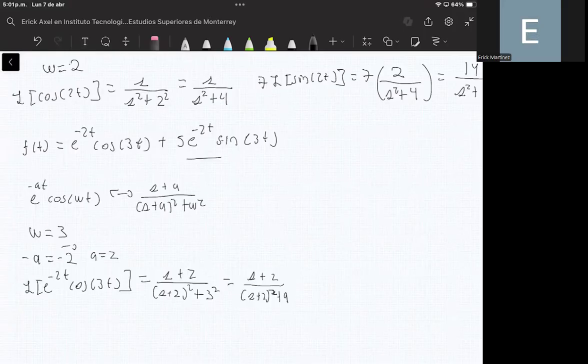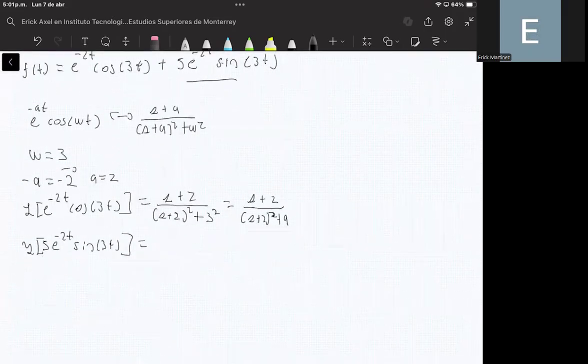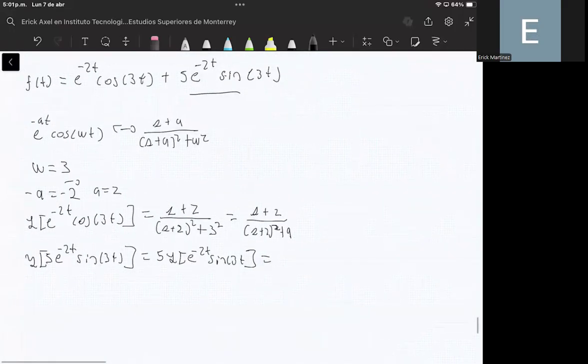But also we need to compute the Laplace transform of the other term. So we know that the Laplace transform of 5 times e elevated to the minus 2 times t times the sine of 3 times t is equal to, well, we can factor the 5 from the Laplace transform. We can also factor the constants, and we have here e elevated to the minus 2 times t times the sine of 3 times t. And this is equal to, well, we know the Laplace transform of a sine wave multiplied by an exponential.